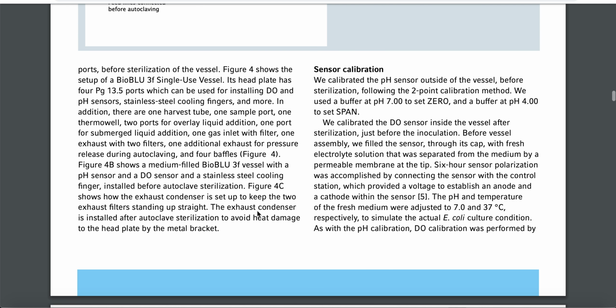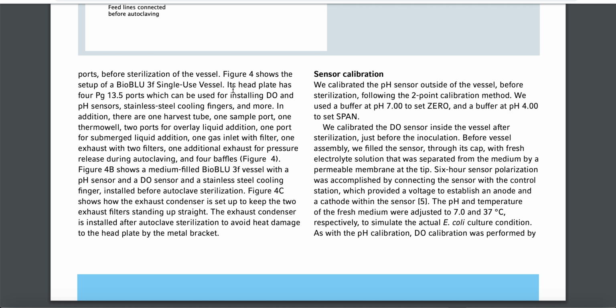Figure 4 shows the setup of the BioBLU 3f single-use vessel. Its head plate has 4 PG 13.5 ports, which can be used for installing DO and pH sensors, stainless steel cooling fingers, and more. In addition, there are 1 harvest tube, 1 sample port, 1 thermal well, 2 ports for overlay liquid addition, 1 port for submerged liquid addition, 1 gas inlet with filter, 1 exhaust with 2 filters, 1 additional exhaust for pressure release during autoclaving, and 4 baffles.